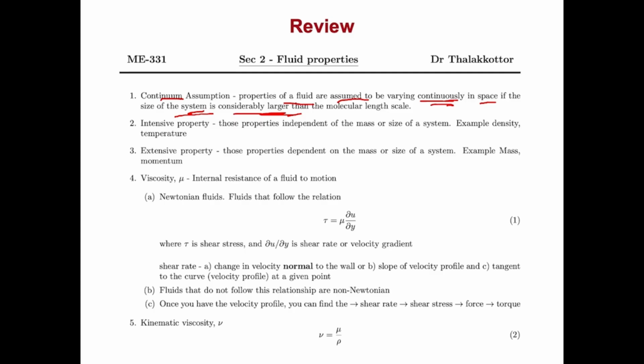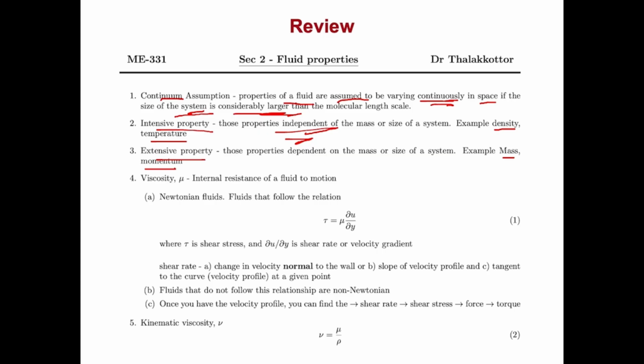Okay, when it comes to properties of a material, you can divide them into intensive properties and extensive properties. Intensive properties are independent of the size of the system or the mass of the system, right? The best way I talked about is: if you divide the system into two, will that property change? Or if you make the volume bigger, will the property change? If the property you're considering is not changing, as an example density and temperature, then it's an intensive property. But if it changes, then it's an extensive property. Examples are mass and momentum.